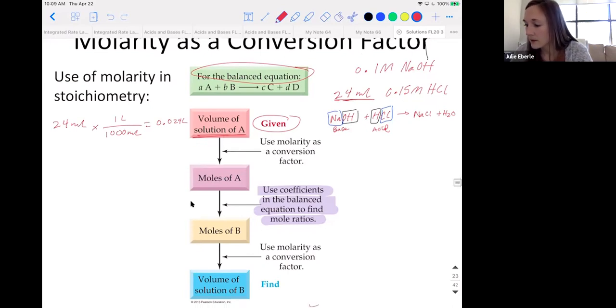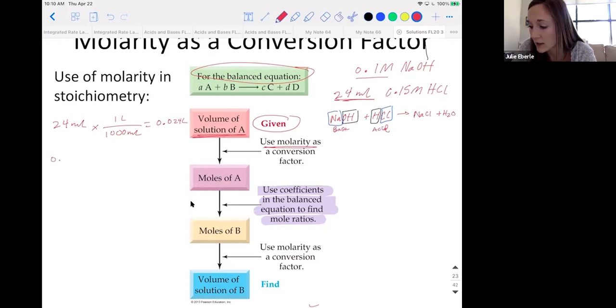Okay. Second thing we're going to do once we get liters is we're going to use molarity as a conversion factor. So what is our molarity for this particular problem? We're given 2 molarities. We're given the molarity of NaOH, but that's not what we're using right now because we're focusing on HCl. We started with the volume of HCl. We're going to get moles of HCl. And to do that, we're going to use molarity to convert.